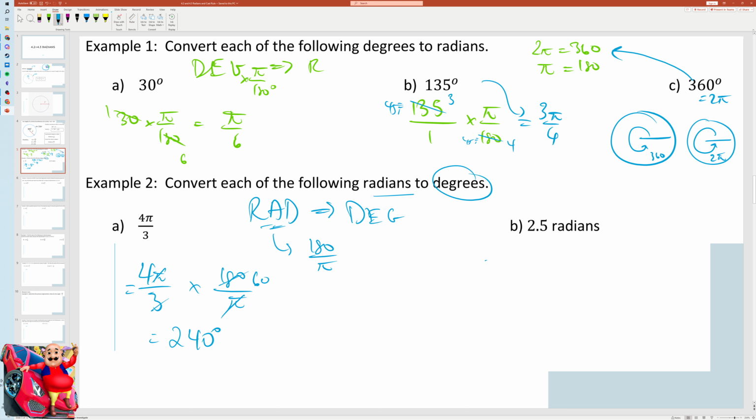The next one, same idea. It's not pi radians because it's just some arbitrary angle.